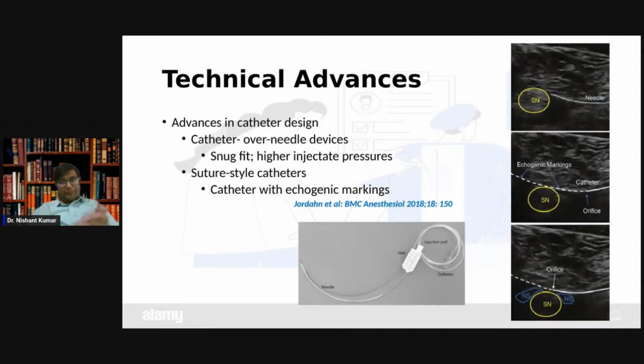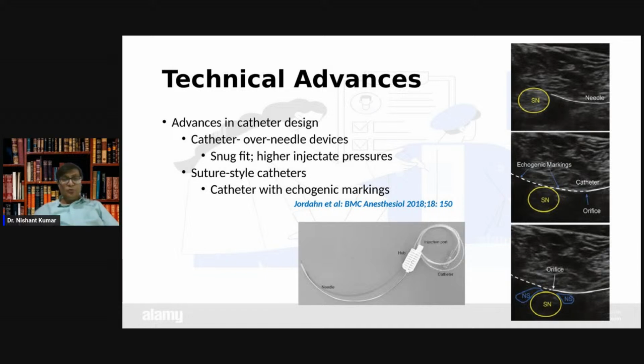Then the continuous techniques. Obviously, we have all said catheters have come, gone. We have said that catheters are not easily visualized, they get displaced. So there have been some advances. We have catheter over needle. Now, what we do is we pass the catheter through the needle. Now, the advantage of catheter over needle devices is that it is a snug fit, higher injection pressures, and specifically for continuous spinal techniques, because the catheter goes over the needle, the leakage is much less, with fewer chances of PDPH.